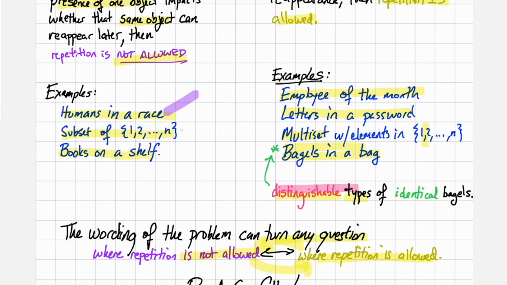What if we're talking about a subset where repetition is allowed? That sure sounds like a multiset. And what if we have books on a shelf where we have multiple copies of the same book? In all those cases, repetition is now allowed.